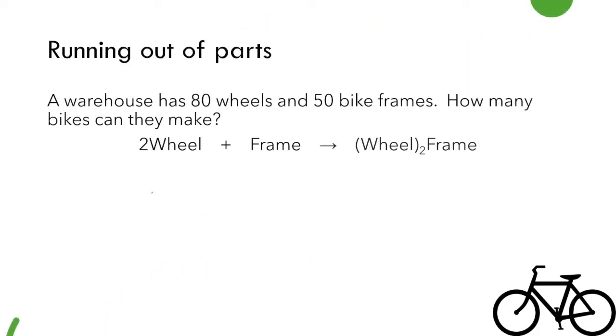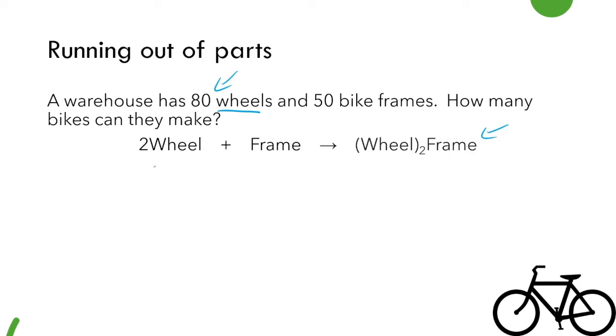Let's start with a fairly straightforward example and use this to train our intuition and convert that into something a little bit more formal. The question asks, a warehouse has 80 wheels and 50 bike frames. How many bikes can they make? Now, intuitively, you're probably looking at this and saying, well, with 80 wheels, that's what's going to hold up production. And using this idea for chemistry is going to be very, very useful. Let's take a look at it with this kind of mock chemical equation.